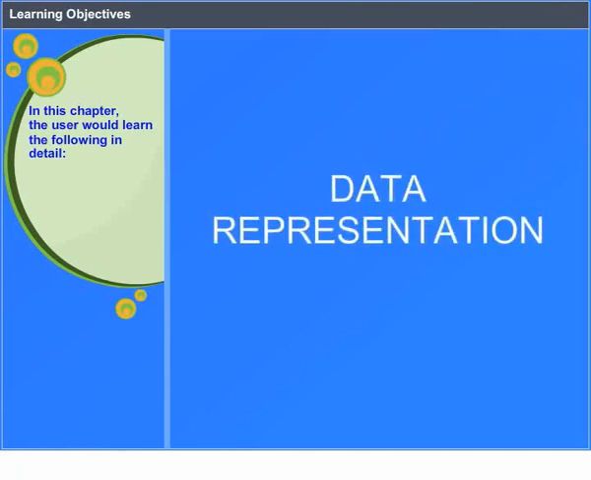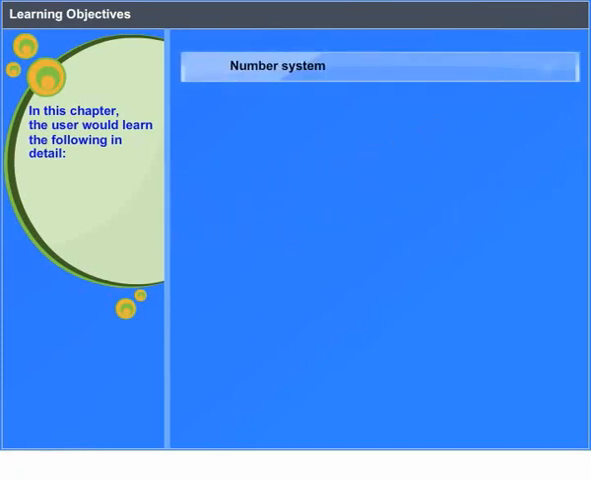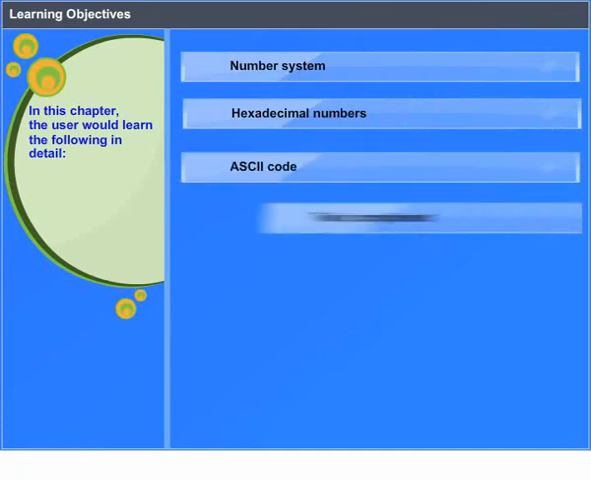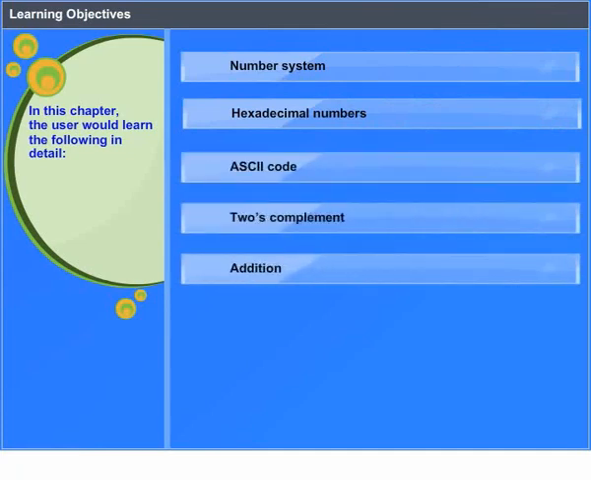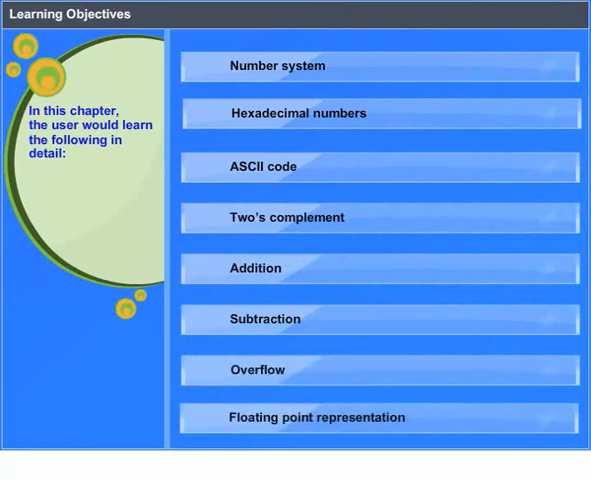Data representation. Learning objectives. In this chapter, the user will learn the following in detail: number system, hexadecimal numbers, ASCII code, 2's complement, addition, subtraction, overflow, floating point representation.